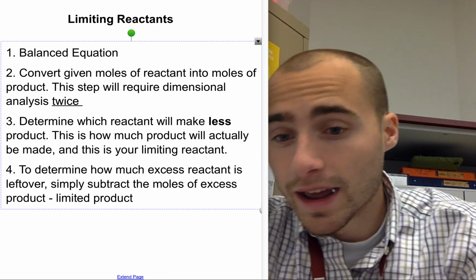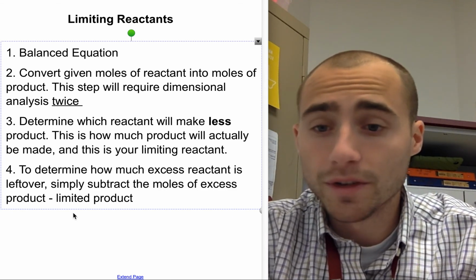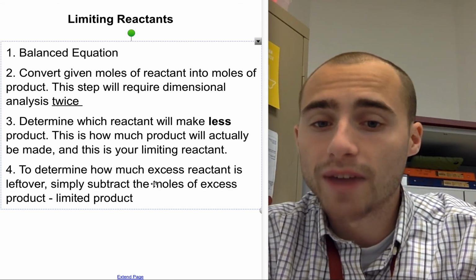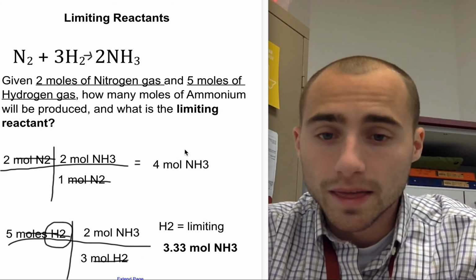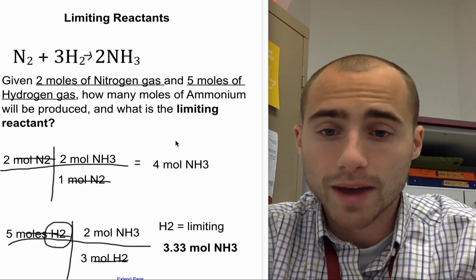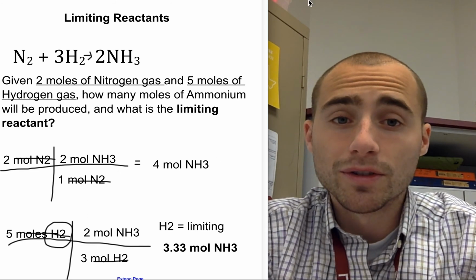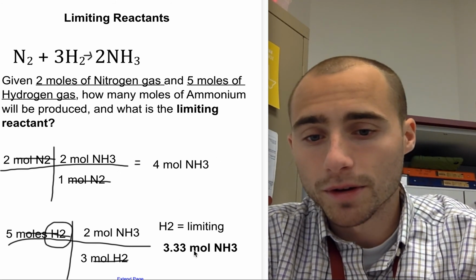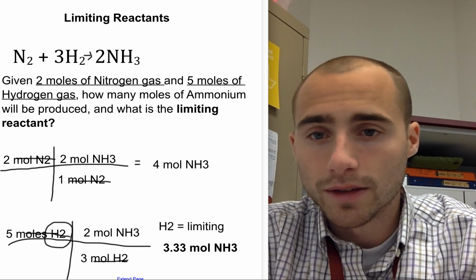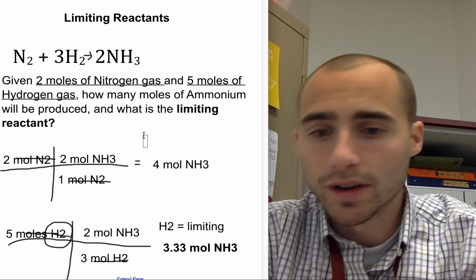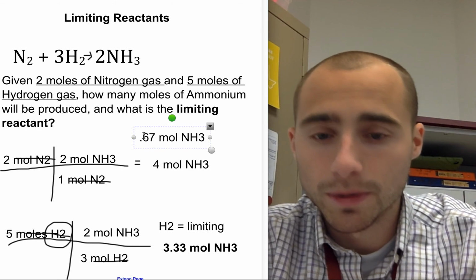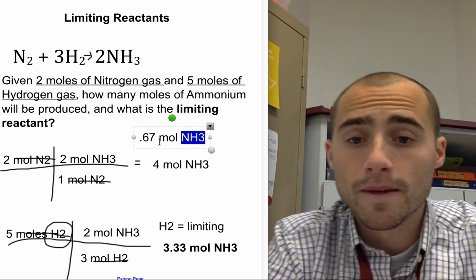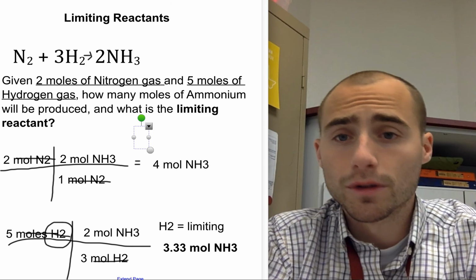Now, there is a final step if we want to figure out how much excess reactant is left over, because if this is our limiting reactant, then this is our excess reactant. So if we want to find out how much is left over, you can do the top number minus the lower number. And so from nitrogen, 0.67 moles of NH3 would be left over if we did that. But that's not what we're concerned with too much right now.